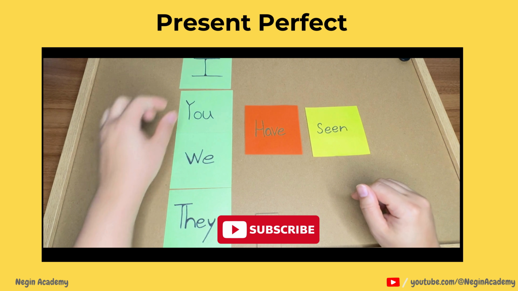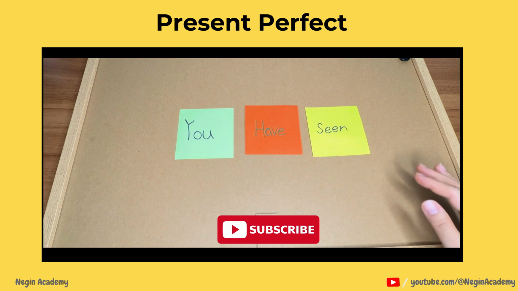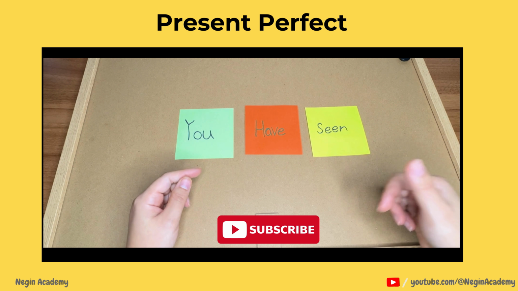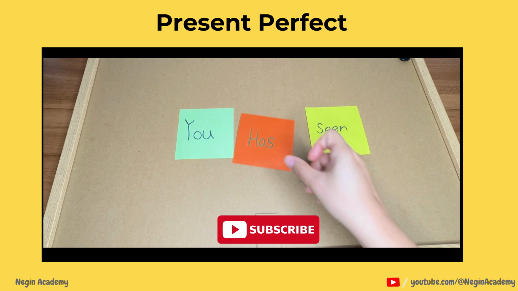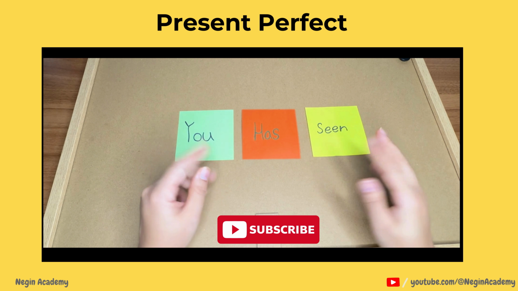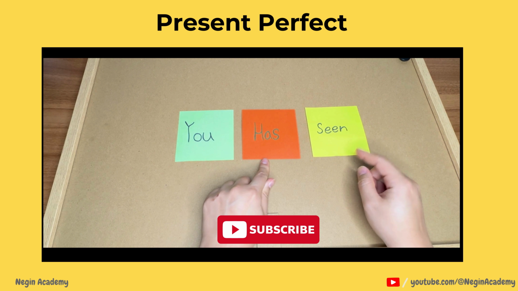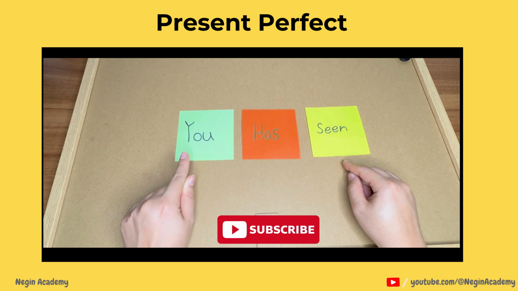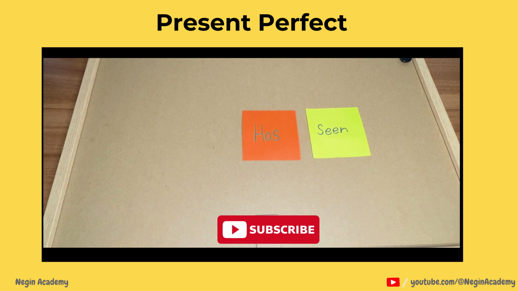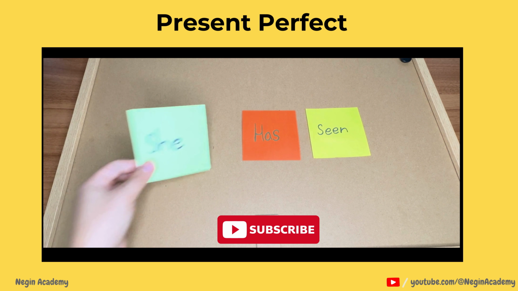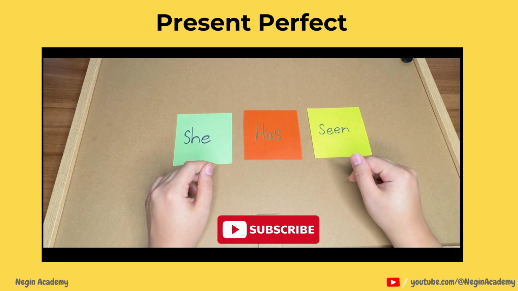Nice and easy. Let's look at some more examples. Can we say you have seen? Is it correct? Yes, bravo, that's correct. But can we say you has seen? Is this example correct? No. We have to change the auxiliary or we have to change the subject. If we have the auxiliary has, we have to change the subject to she, he, or it. This example is correct. Very good, excellent.